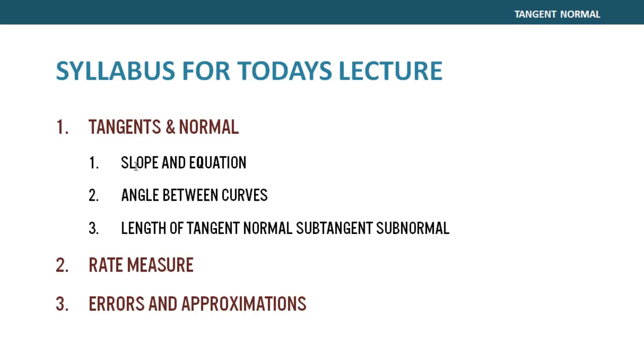Both the equations are the questions come in two categories, that is slope and the equation for both normal and tangents. Then we'll have angle between the curves, and then the length of tangent, normal, subtangent and subnormal. So this is another category which is being covered in the tangents and normal topic. Then we'll do some questions on rate measure. It's again a very basic chapter, but somehow very important as per your entrance engineering examinations.